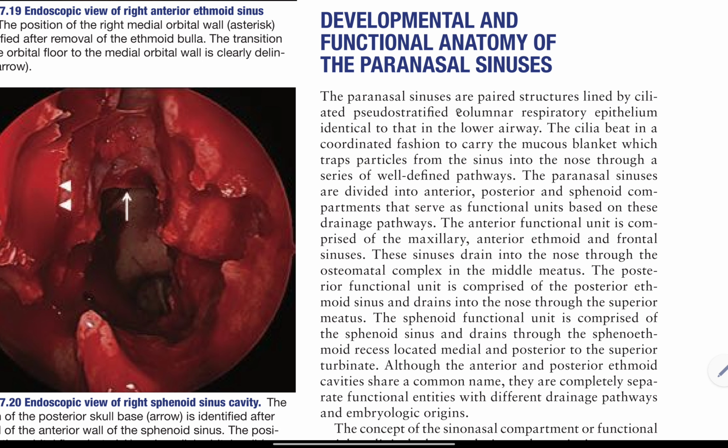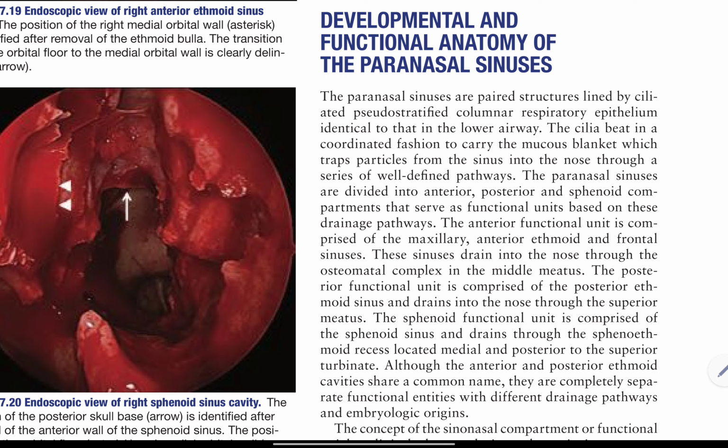The paranasal sinuses are paired structures lined by ciliated, pseudostratified columnar respiratory epithelium identical to that in the lower airway. The cilia beat in a coordinated fashion to carry the mucus blanket, which traps particles, from the sinus into the nose through a series of well defined pathways.